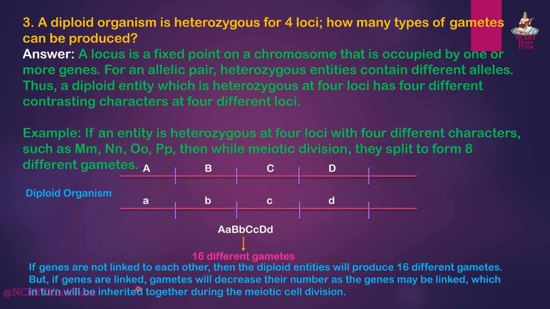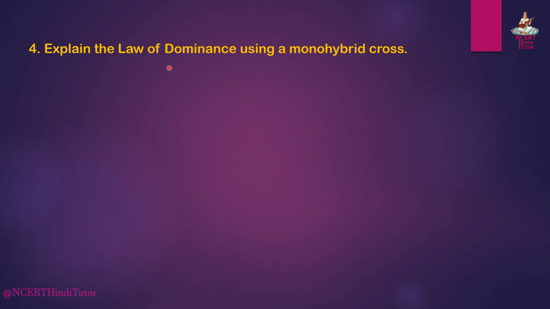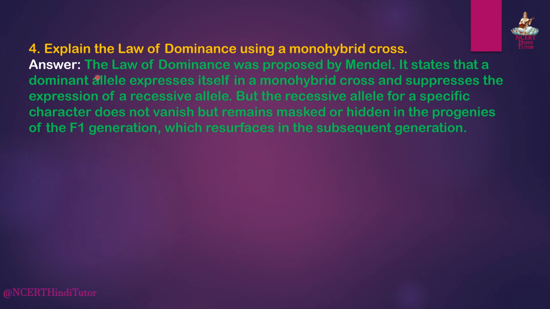But if genes are linked, gametes will decrease their number as the genes may be linked, which in turn will be inherited together during the meiotic cell division. Question 4. Explain the law of dominance using a monohybrid cross. Answer. The law of dominance was proposed by Mendel.